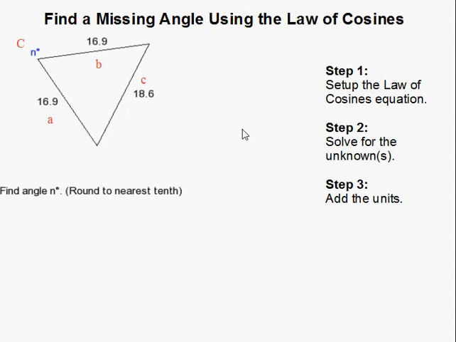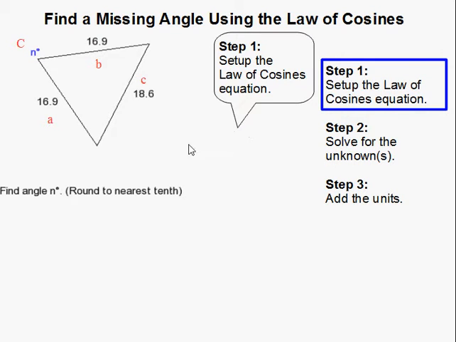How to find a missing angle using the law of cosines. So the first thing we need to do is know what the law of cosines equation is. So here it is.